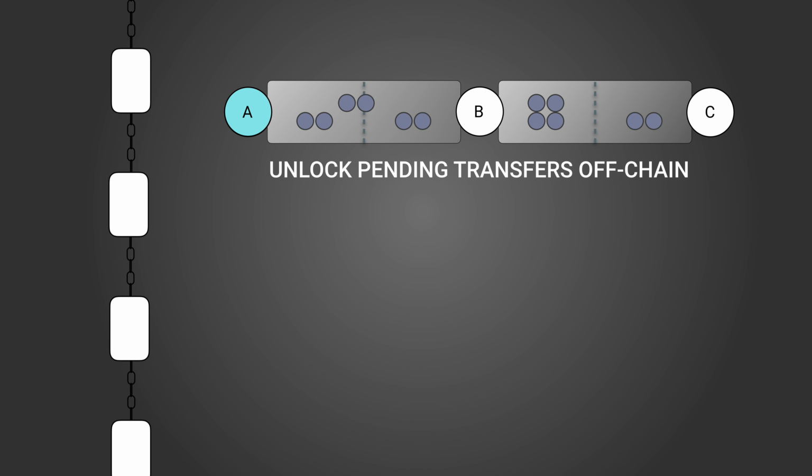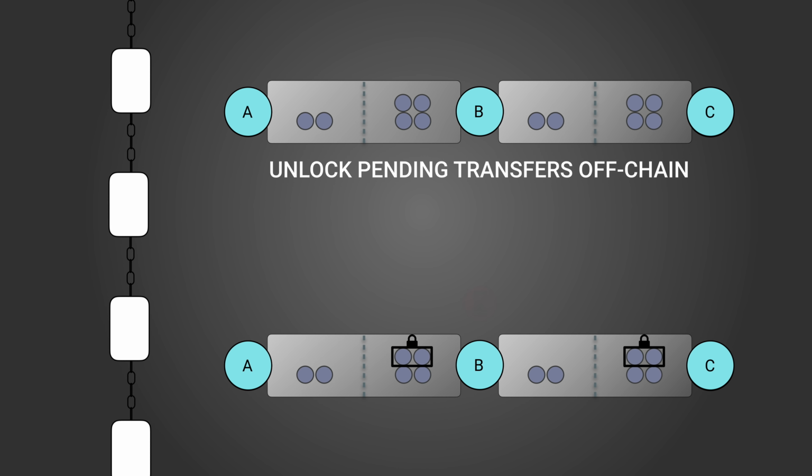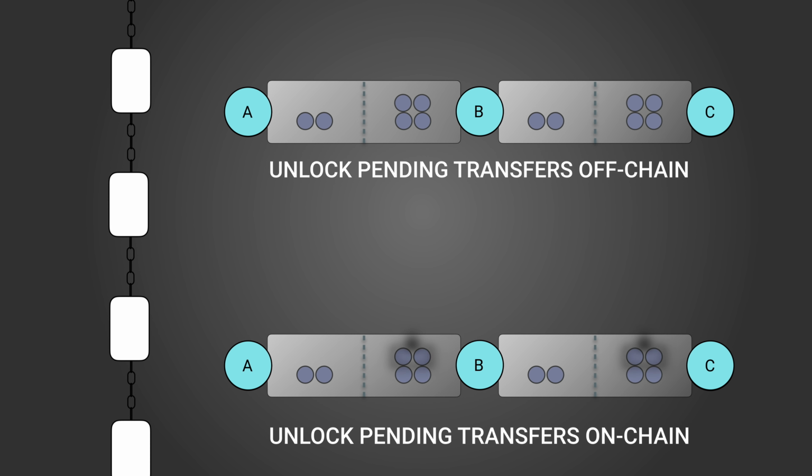So to unlock pending transfers off-chain, every participant in a mediated transfer receives a secret to unlock their pending transfers and signs an updated balance proof to their counterparty. If the recipient cannot get the secret off-chain, an on-chain secret registry lets the sender reveal the secret so that all mediating nodes may claim their pending transfers.